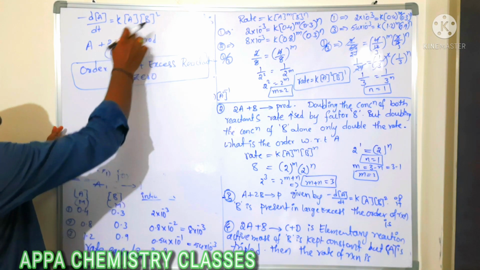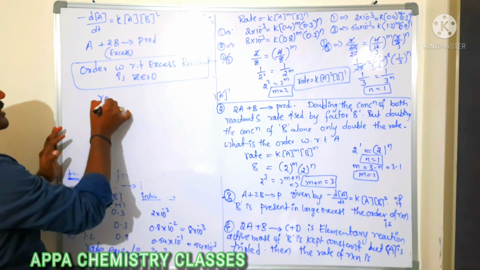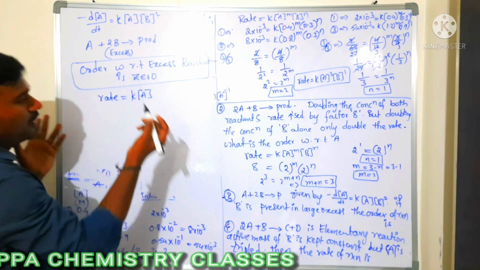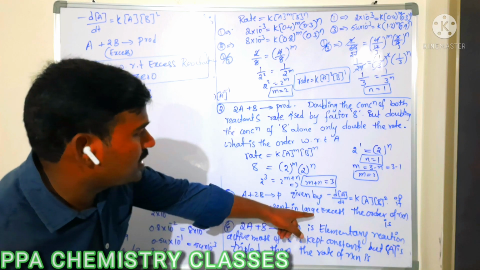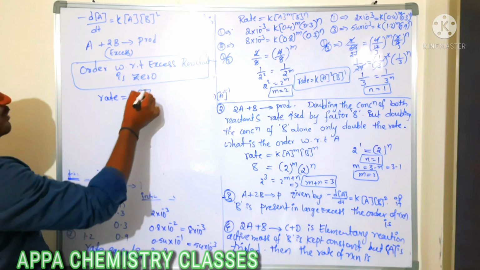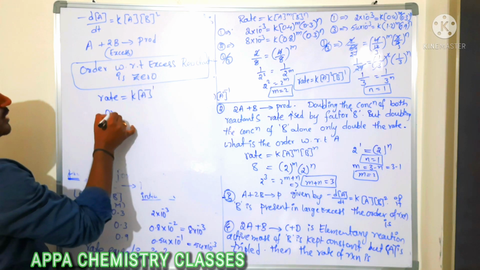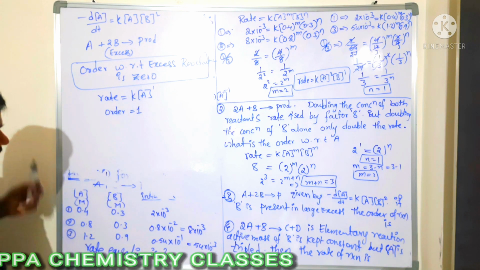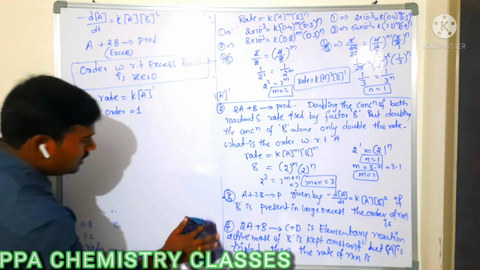Then the order with respect to B is 0. Then rate is equal to k into concentration of A only, since B is present in large excess. Then the order of the reaction is 1. Is that clear? So next, last question.